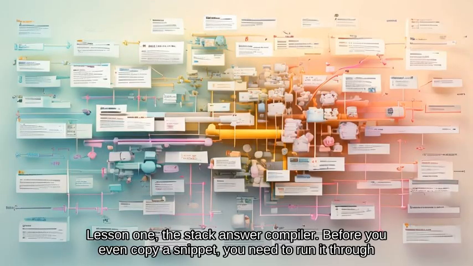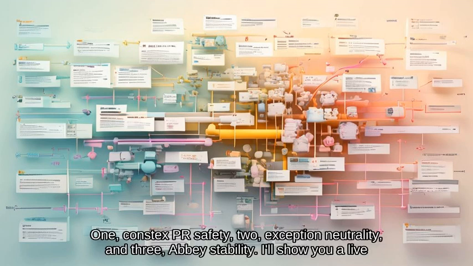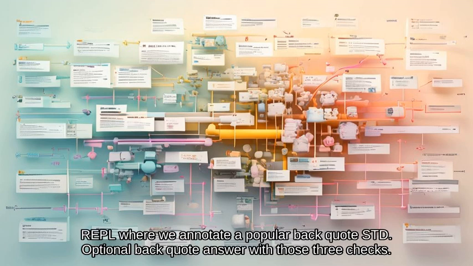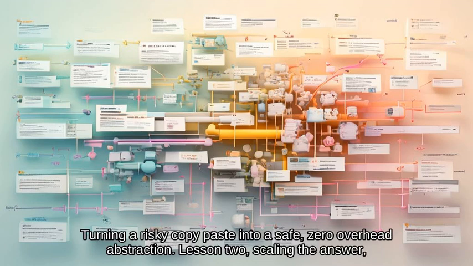Lesson 1. The Stack Answer Compiler. Before you even copy a snippet, you need to run it through a mental compiler. We'll break down the 3 hidden checks every top-voted answer passes. 1. Context switch safety. 2. Exception neutrality. And 3. ABI stability. I'll show you a live REPL where we annotate a popular std::optional answer with those 3 checks, turning a risky copy-paste into a safe, zero-overhead abstraction.